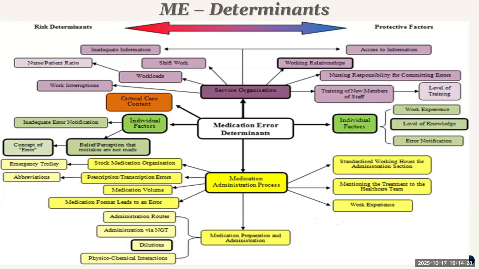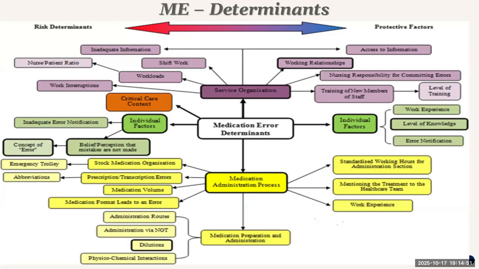So this is the medication administration process. A drug can be given orally, parenterally, or locally. So these are the major factors at the administrative level, when administering the drug. So that's the stock.